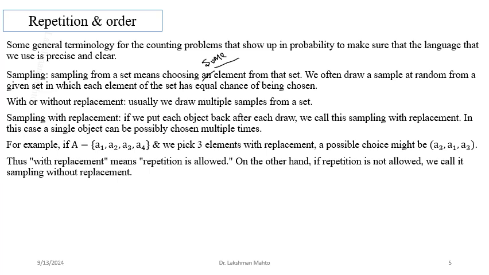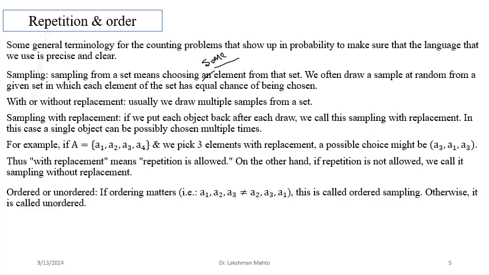We can say that A3 is repeating in nature. So with replacement means repetition is allowed. On the other hand, if repetition is not allowed, we call it sampling without replacement. An example is like A1, A2, A3. Without replacement means the situation where A1 will come and A3 will not come again. So that one is without replacement.